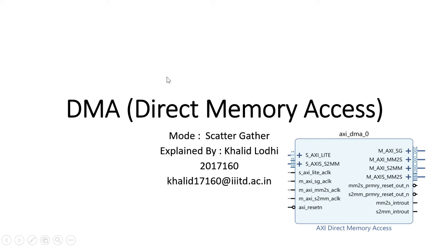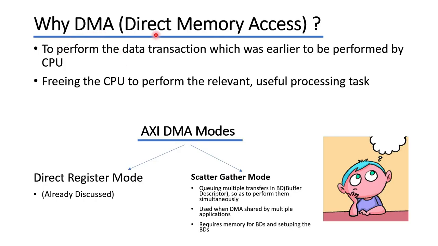Today we are here to discuss the DMA, which is the Direct Memory Access IP, AXI IP, and in that we are going to discuss the gather mode. First of all, we need to know why we require a DMA, Direct Memory Access. If we have a CPU which is currently doing some process and it has to devote its time to transfer a huge amount of data, its cycles would be wasted. So instead of doing that, we use the DMA.